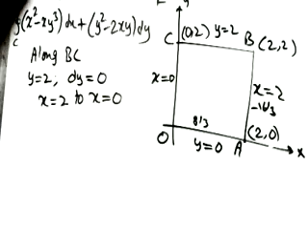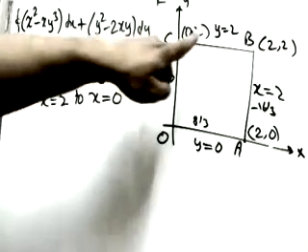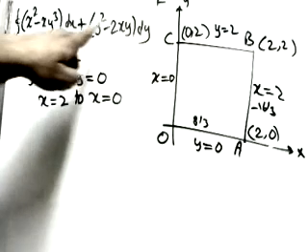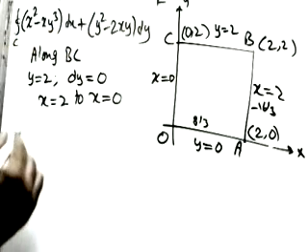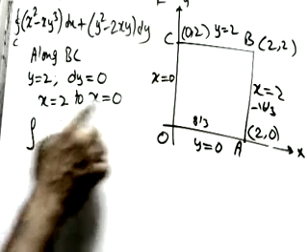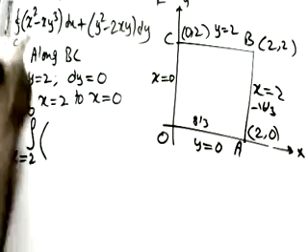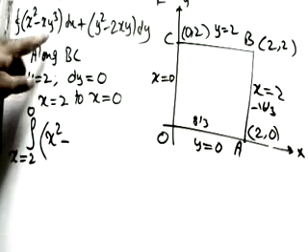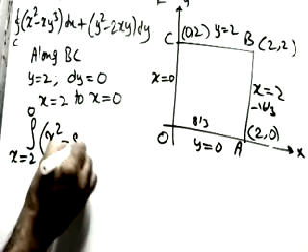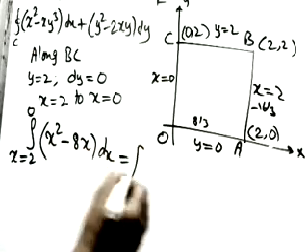Now we have to substitute these values in the equation. Here y is 0, dy is 0, so this will all become 0. Here we have to keep y equals 2. Now see here, integration of x from 2 to 0, you write x square as it is, minus in place of y, if you keep 2, 2 cube is 8, so this will be 8x dx.